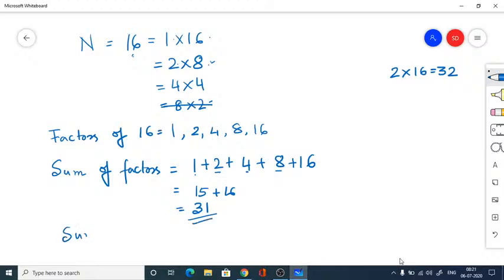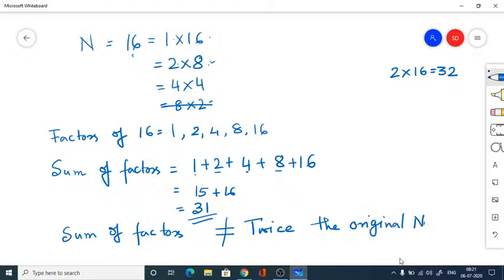So here the sum of factors is not equal to twice the original number. So this is not a perfect number. Therefore 16 is not a perfect number. If you have space over here, you write it. I don't have space, so I'm writing here. Not a perfect number.